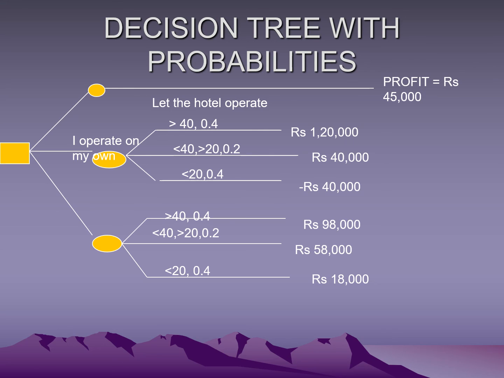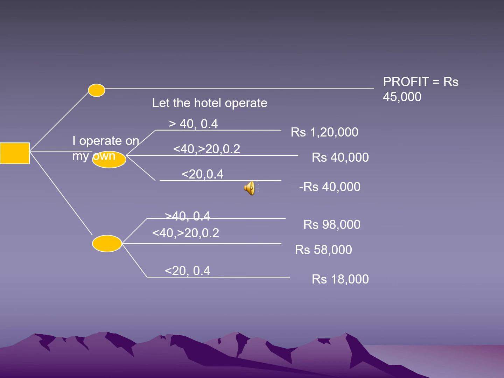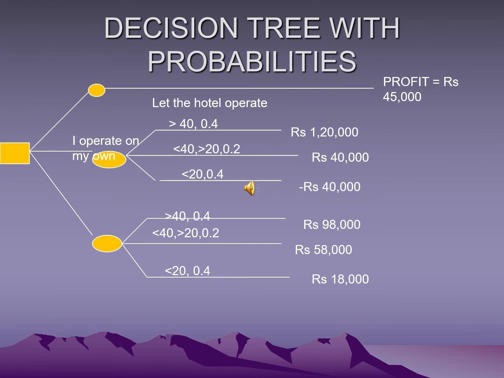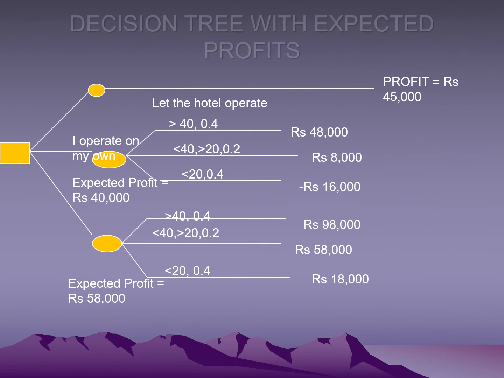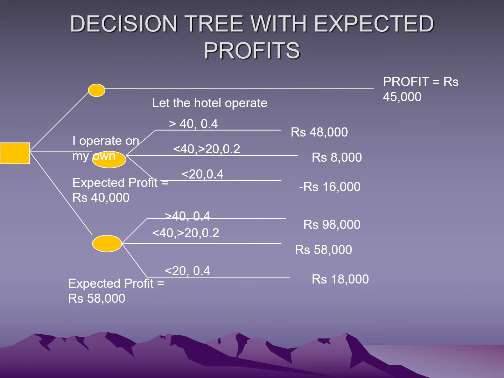cost, that is 1,20,000 minus operating cost minus leasing cost. So it will work out to, for more than 40 centimeter snowfall, 98,000. For between 40 centimeter and 20 centimeter snowfall, it will be 58,000, and for less than 20 centimeter snowfall, it will be 18,000. Profit in the three cases.